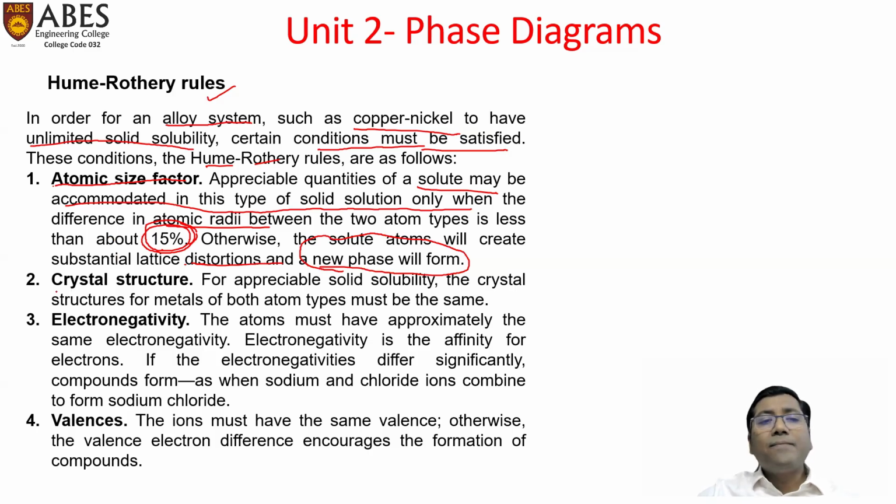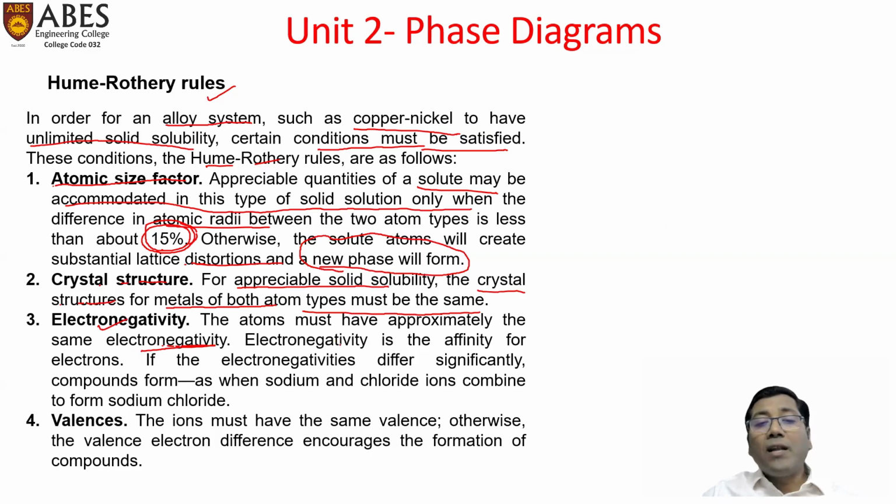Second, crystal structure. For appreciable solid solubility, the crystal structure for metals of both atom types must be the same. So the crystal structure of solute and solvent should be the same, so that the solid solution would also have the same crystal structure as the solvent or solute. Third point is electronegativity. The atoms must have approximately the same electronegativity.